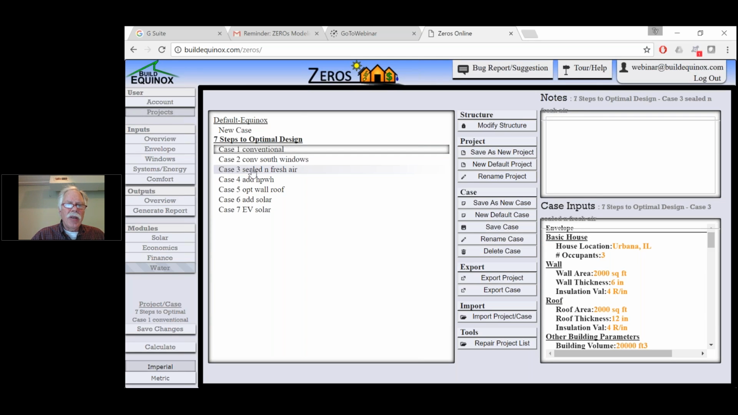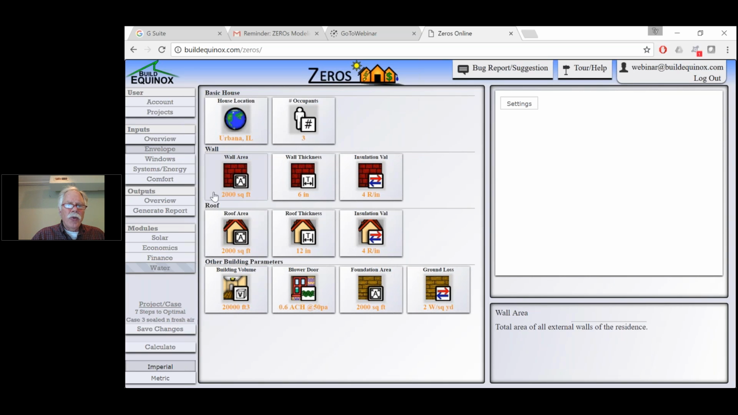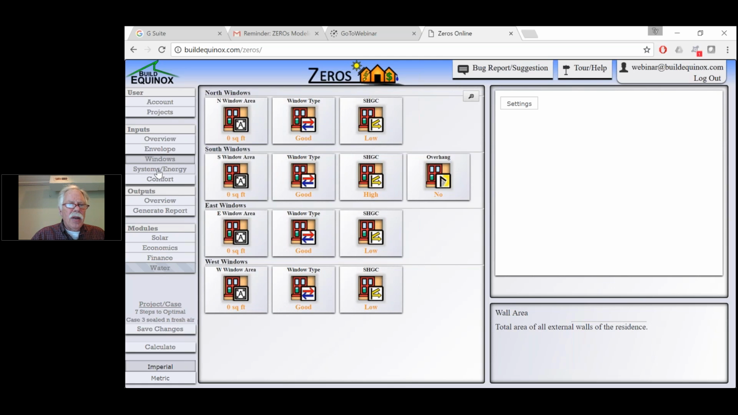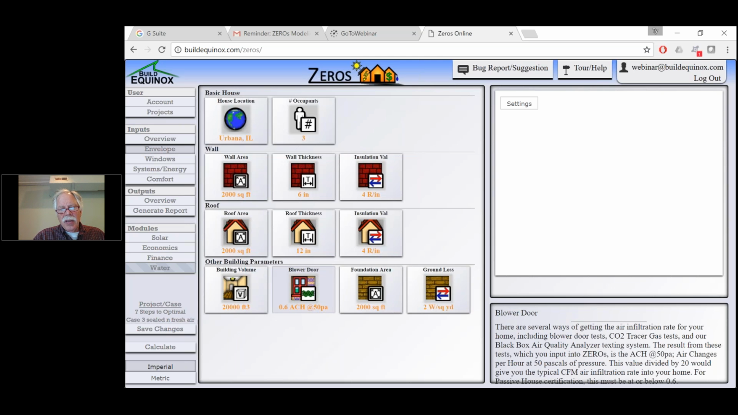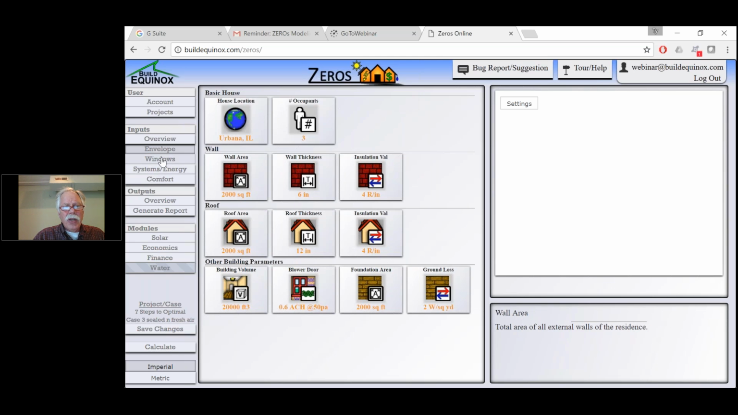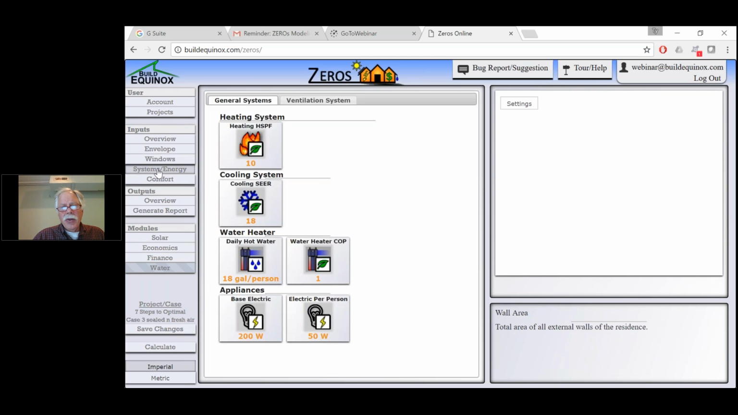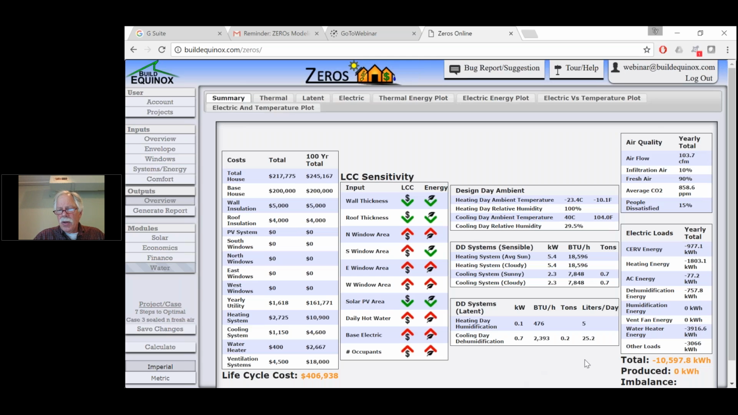I'm just going to go to case 3, and in case 3, we're back to 2,000 square feet of walled area, no windows, and now up here in case 3, we've dropped the infiltration from 7 down to 0.6, so something equivalent to like passive house certification. No changes in wall insulation, no changes in the economics, the windows, no changes in the system energy. With those changes, we're now at about 10,600 kilowatt hours of energy needed.